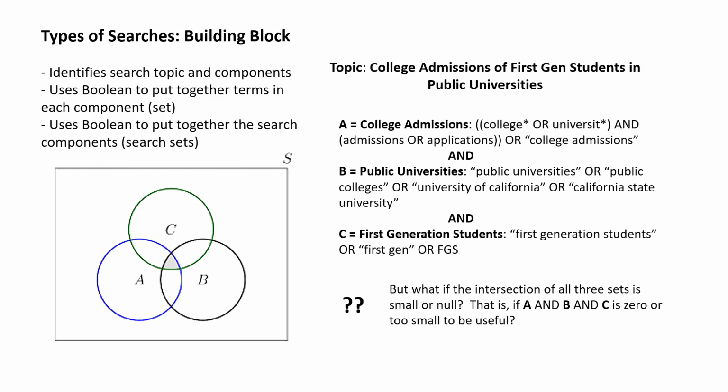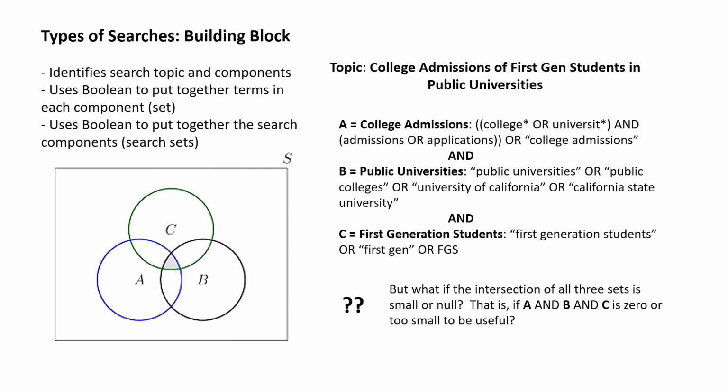Look at the questions in the slide. What if our results are too small to be useful or even contain 0 results? Well, take heart. This is where you try to be creative, flexible, and have an alternative plan. In this example, instead of the results of the 3 components, can the intersection of 2 of the search components produce results that you can use? Such as the intersections of sets A and C, or B and C, or A and B. That is, college admissions and first-generation students, or public universities and first-generation students, or college admissions and public universities. Might some of these resulting articles provide you with evidence that you could use in your paper?